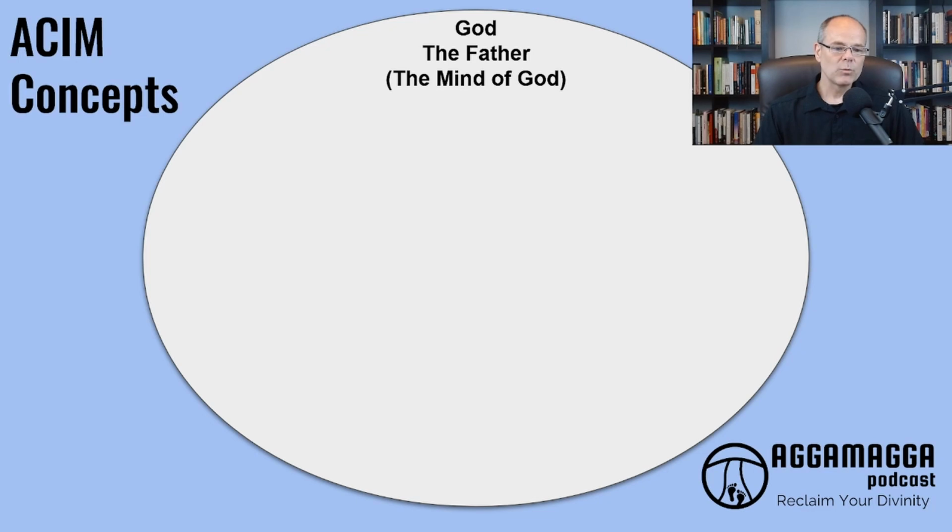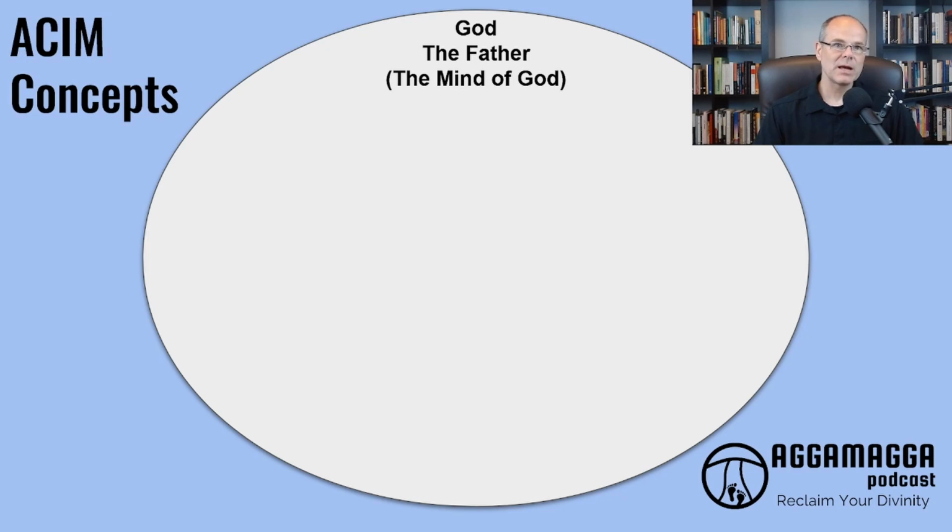And really, what the Course is saying is that the only thing that truly exists, the only thing that is real, is God. God is not a being that is a separate thing. We could think of it as consciousness, and that's a tricky word, but we'll just use it.